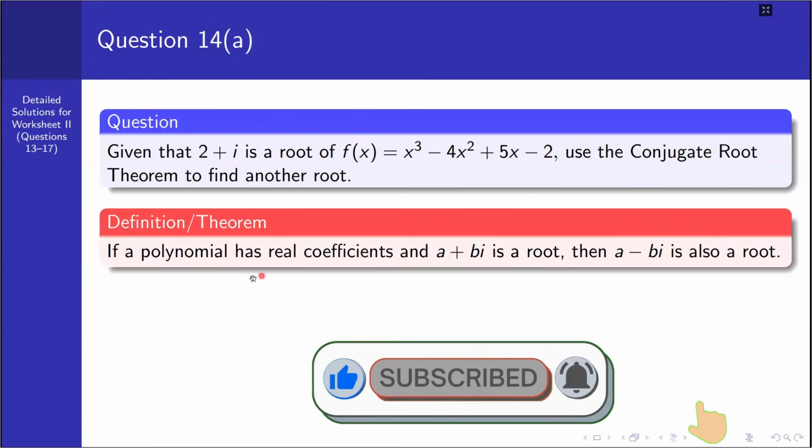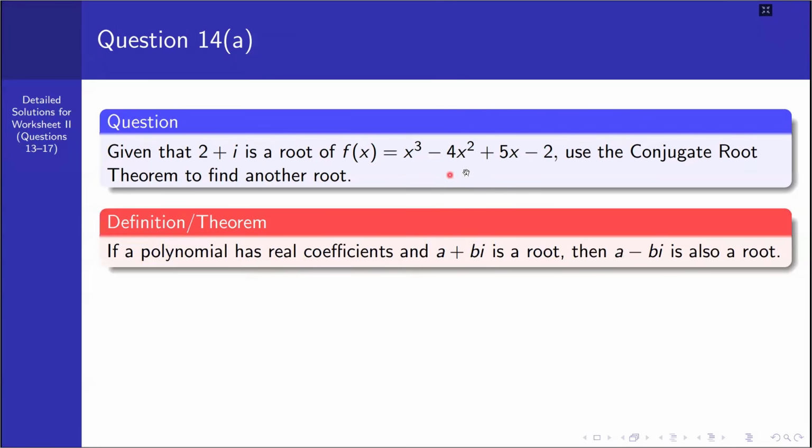If a polynomial has real coefficients, that means the coefficients of the polynomial function are all real numbers, and if a plus bi is one of the possible roots of the given polynomial function, then the complex conjugate of this complex number, a minus bi, is also a root of the same polynomial function.